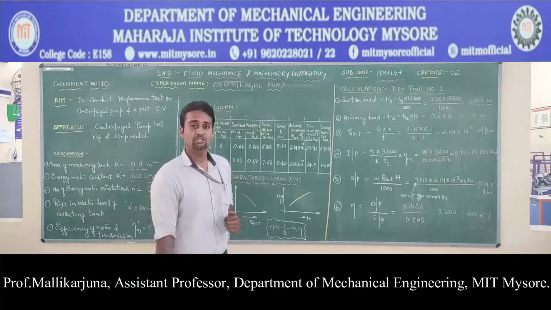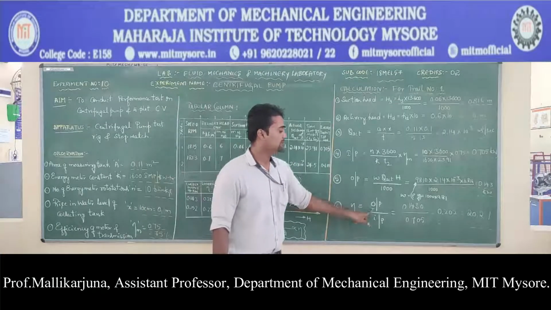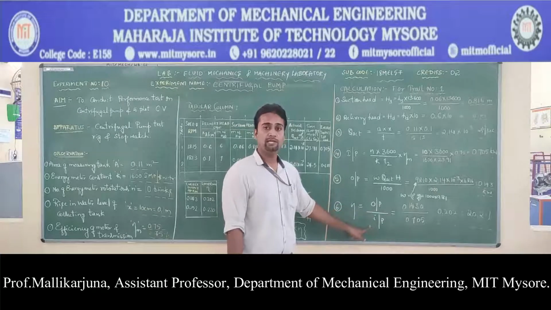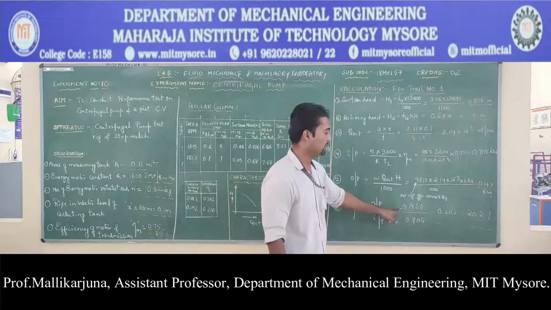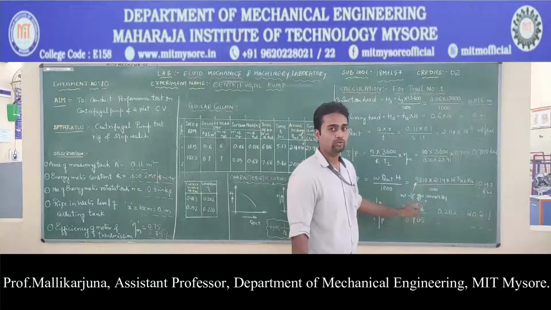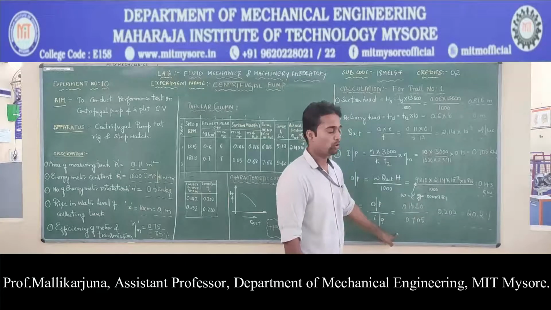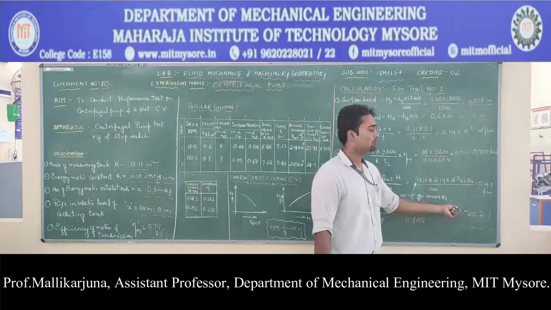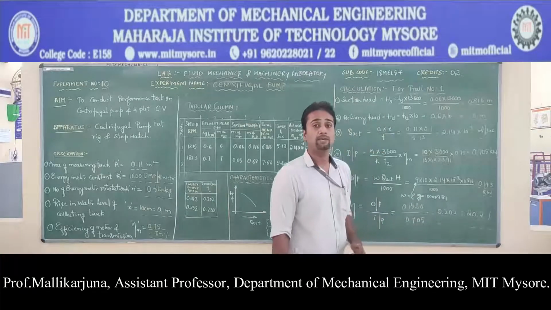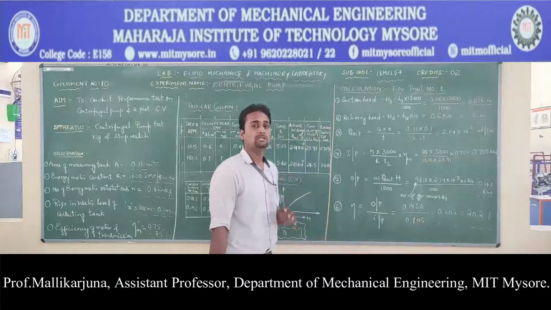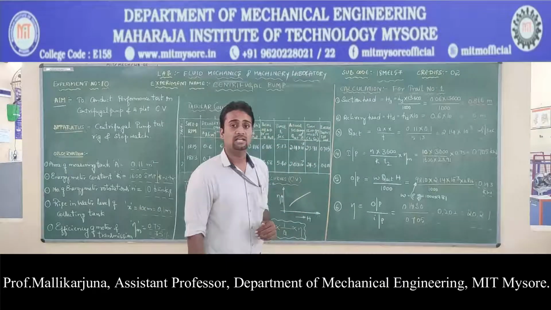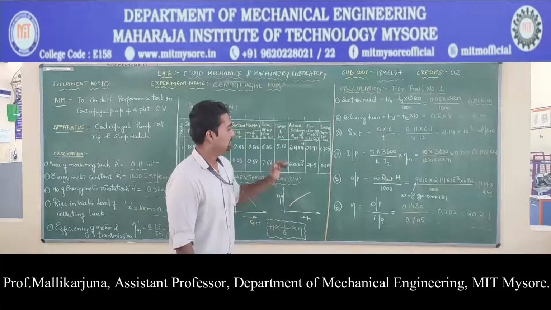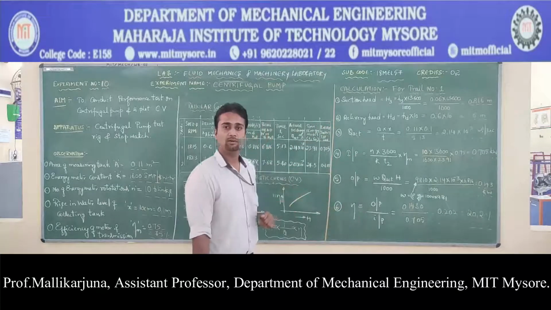If you want the efficiency of the pump, efficiency is nothing but the output from the pump to the input to the pump. So the output is this much, 0.143. Input to the pump from the motor is this much. If I solve these two, I will get 0.202, which is nothing but 20.2% efficiency of the centrifugal pump. So this is the calculation for trial number 1.